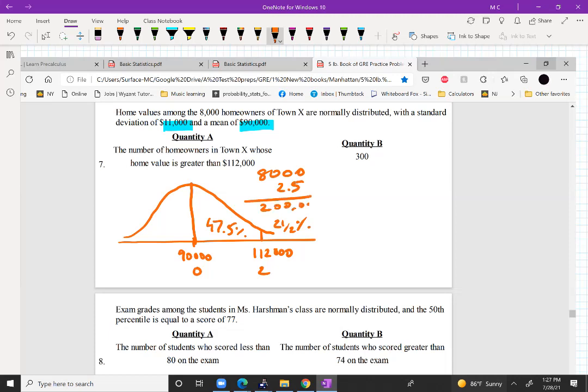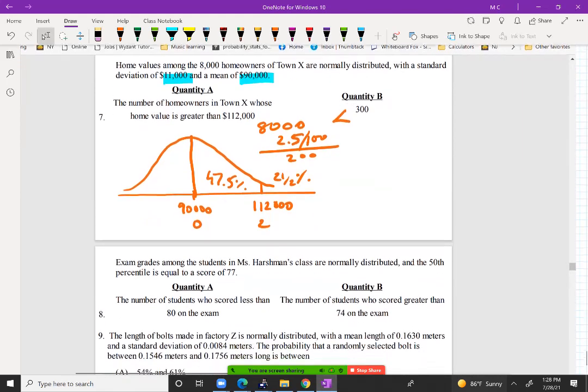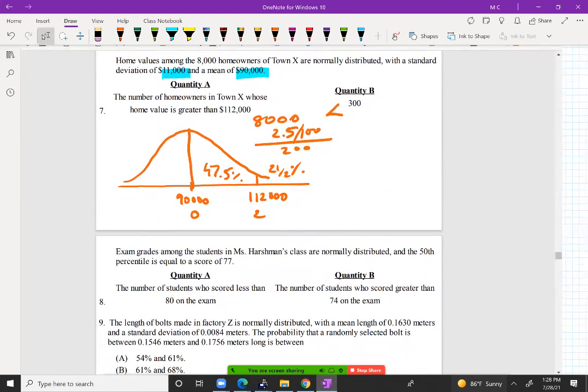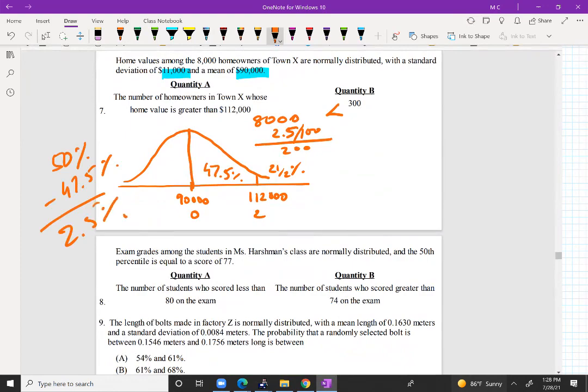So quantity B. Oh, sorry, I'm saying 0.025 divided by 100. So 200, right? Yep. So B is greater than 3,000? Less than 3,000. Yeah, B is greater. Is that clear? Yeah, I just forgot that 2.5%. I remember the others. Because you can do it like this: 50% minus 47.5, that's 2.5%.